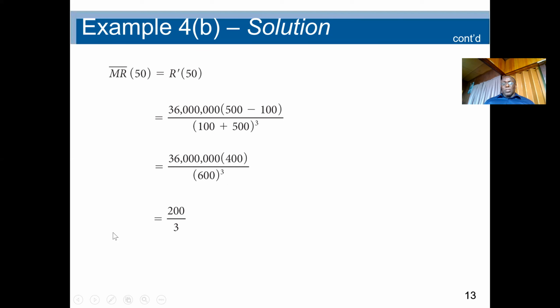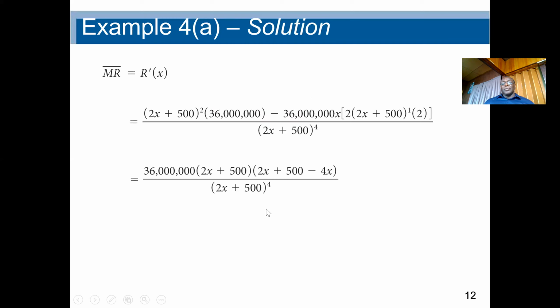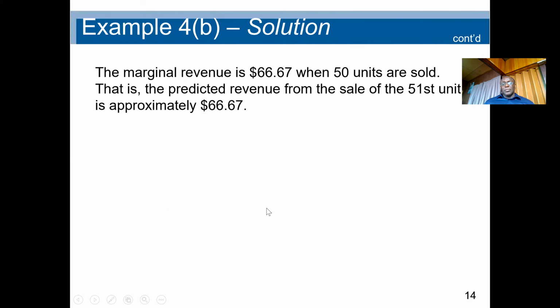Again, the main thing I want us to know here is that the question said we should find the marginal revenue. So anytime we are looking for a marginal revenue function, it means that we find the derivative of the function. That's the main thing. So the marginal revenue is $66.67 when 50 units are sold. That is, the predicted revenue for the sale of the 51st unit will be approximately 66.67.